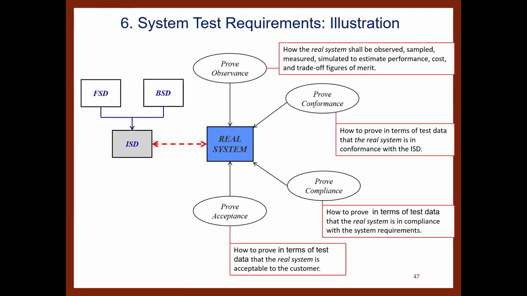So here's an illustration, trying to put together all this into a single slide. So we went through describing what is a functional system design and a buildable system design, how both of them are needed to come up with an implementable system design. Using that design, we come up with a real system. And then using our test requirements, we check for observance, conformance, compliance, and acceptance. And if we are able to satisfy all those areas, then we're done with our system design and implementation.